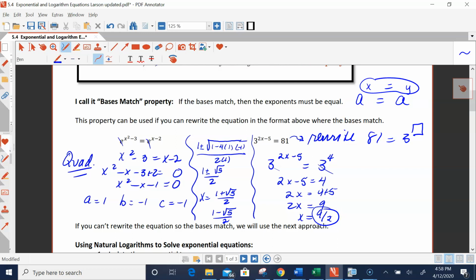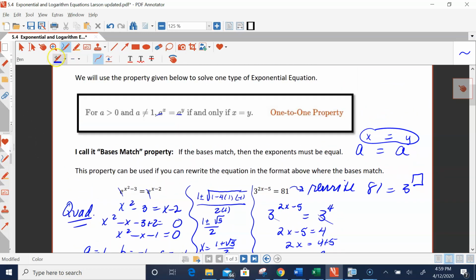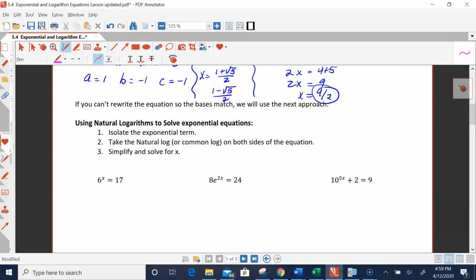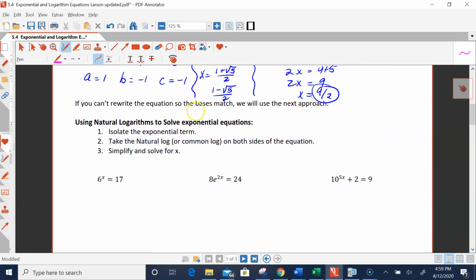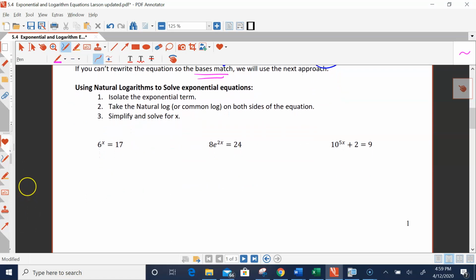When I can't use this one-to-one property, then I have a different format that I need to follow. So always look to see if your bases match, or if you can make your bases match, because that is always the easiest type of exponential equation to solve. If the bases don't match, then here is what we need to do. So I can't make the bases match. Here's 3 situations. Let's look at this procedure.